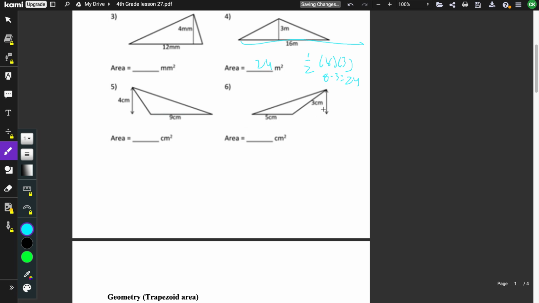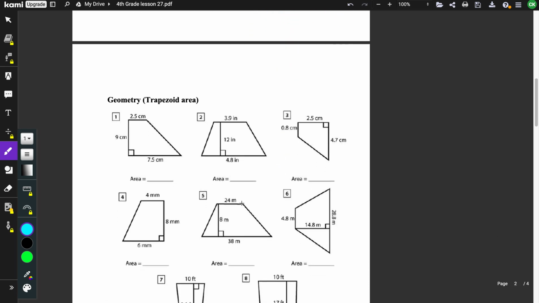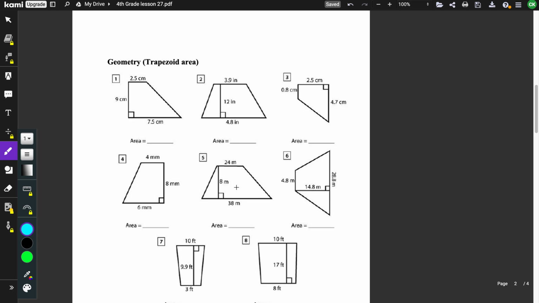Number 6 over here, 3 is the height and 5 is the length. So 1/2 times 5 times 3, which is 15, and 15 divided by 2 is 7.5. And boom, that's how you get number 6. Moving on, we're going to do some trapezoids. This is going to be a little bit harder, so give me a moment.